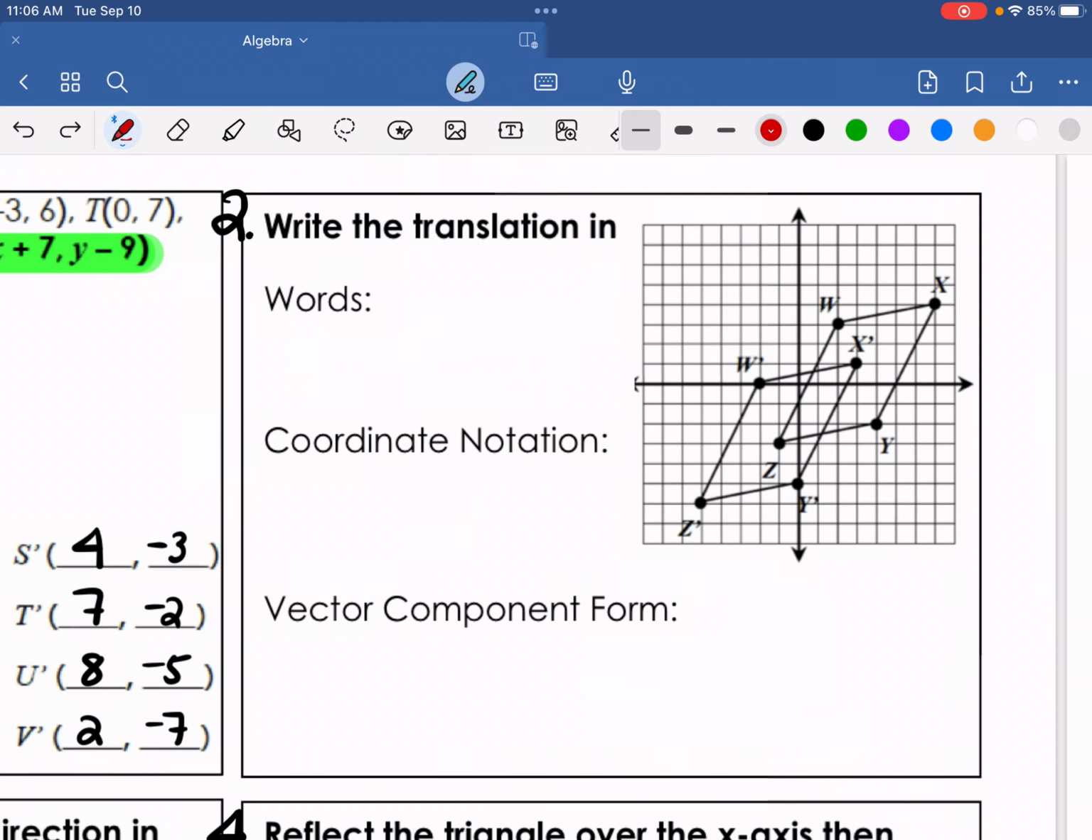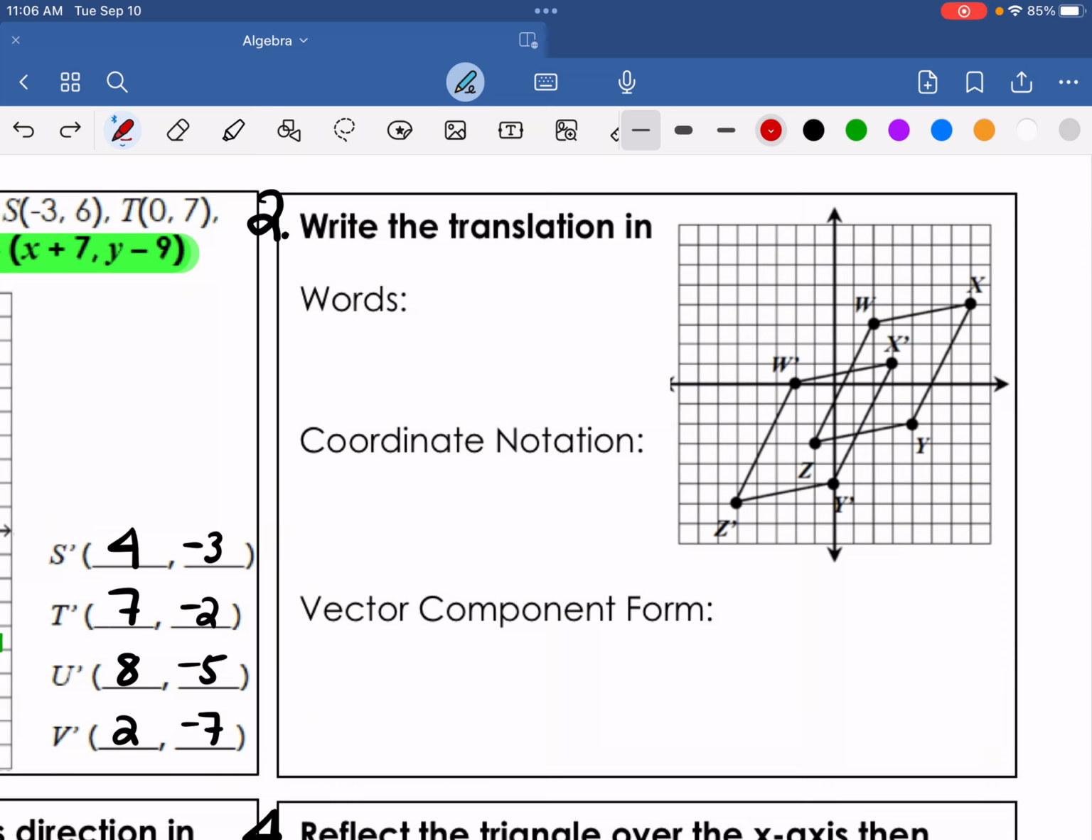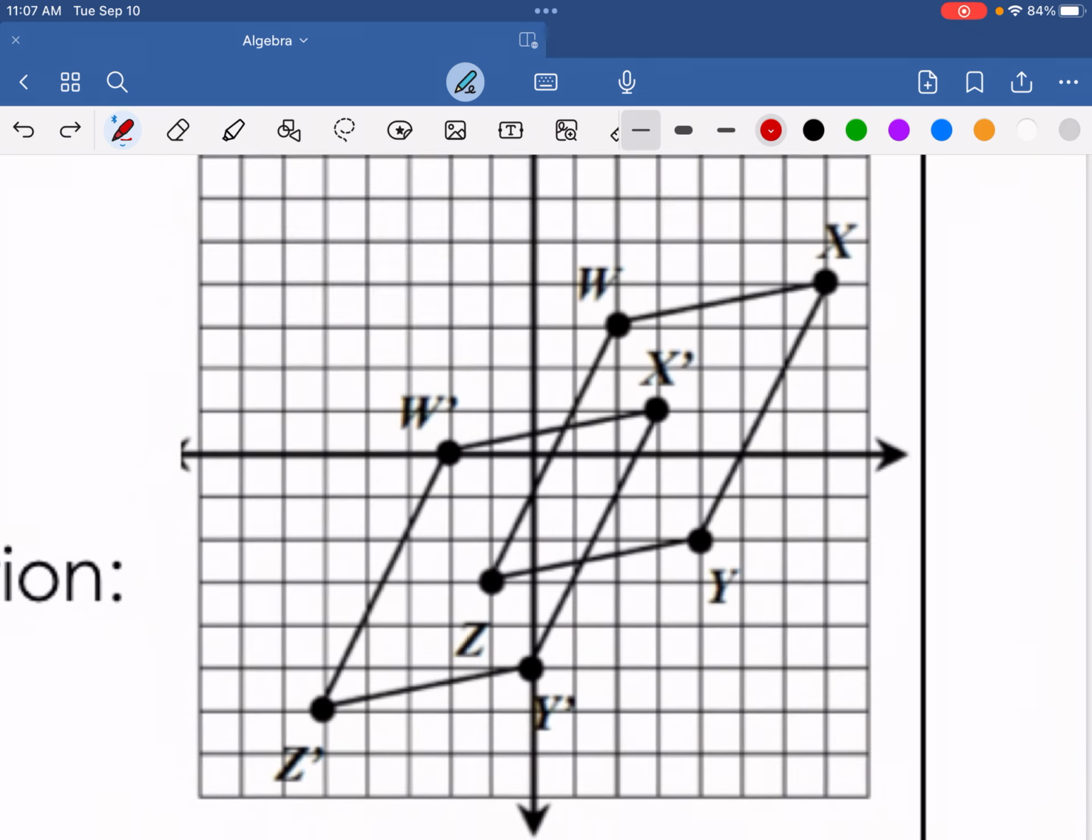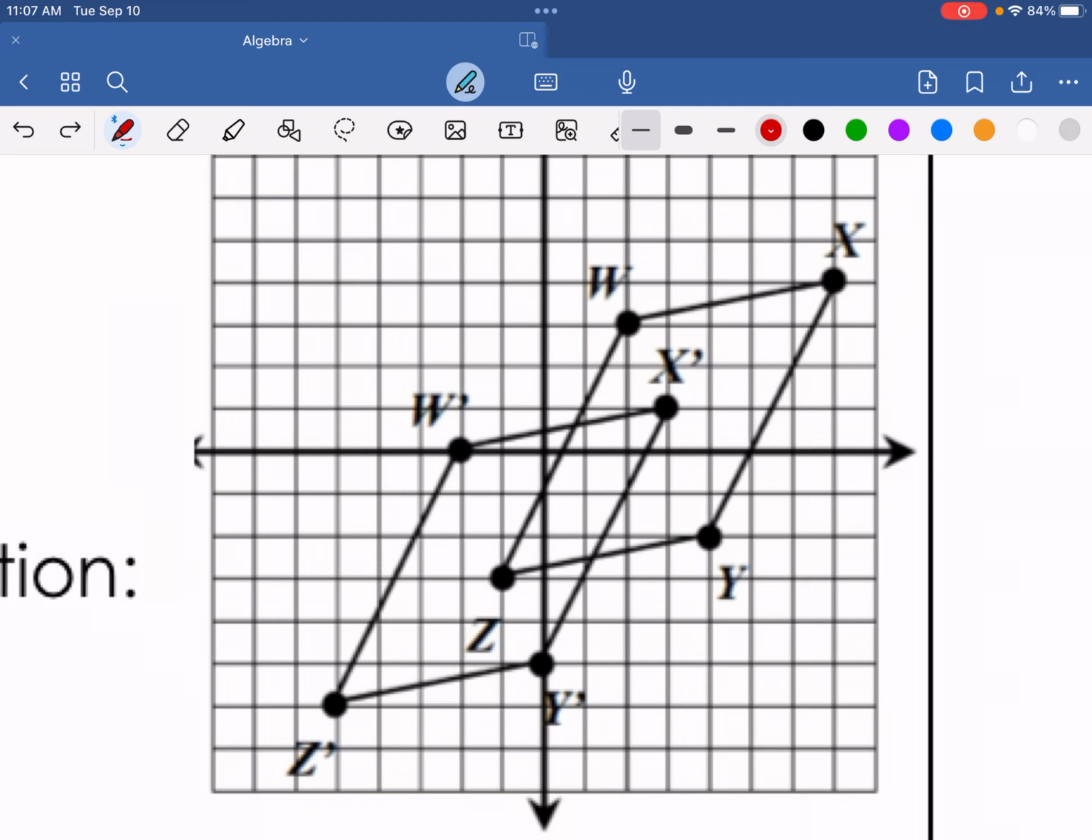Okay, number 2, we now have a picture of the translation. Okay, we can see that this parallelogram moved to the left and down, and it's in the new spot. How do I know it started on the top right? Because we look at the letters, right? W, X, Y, Z, and then this one says W prime, so it means it moved left and down. This one says X prime, so it moved left and down. They all move the same amount because it's just a translation.